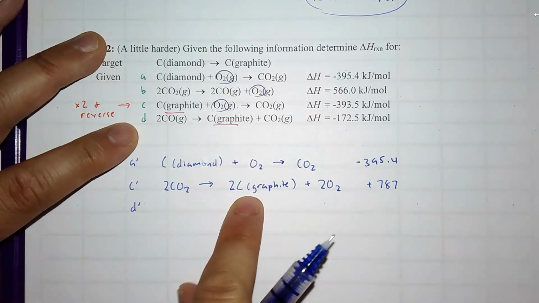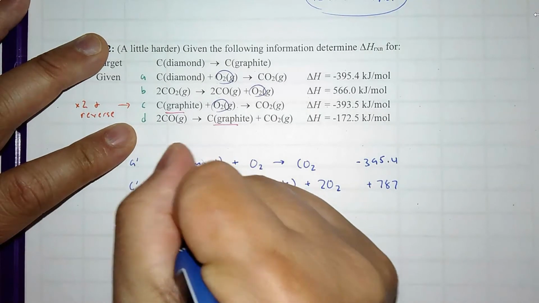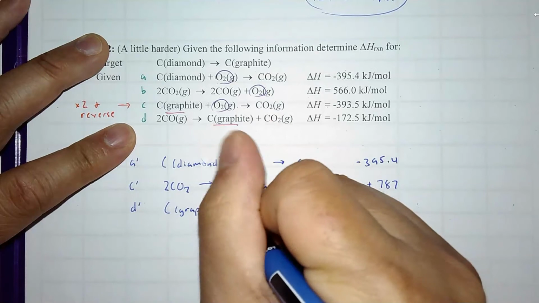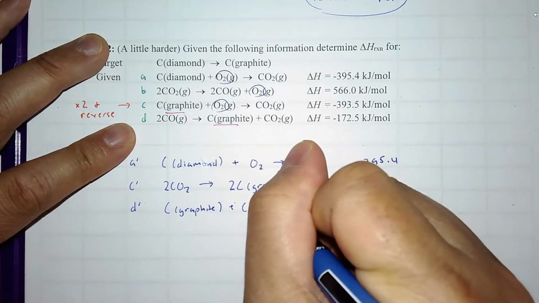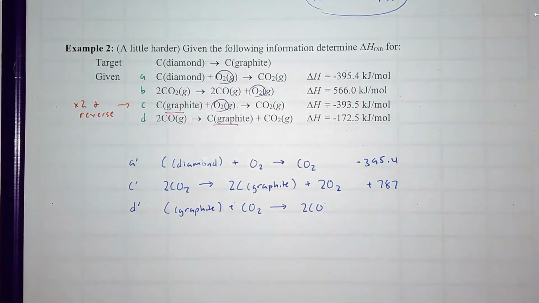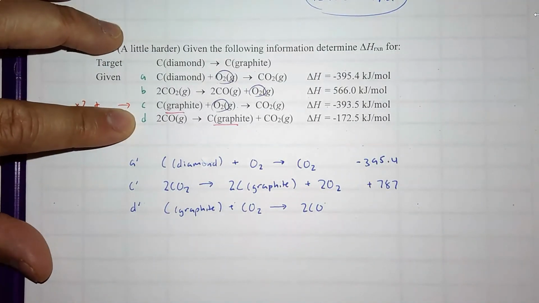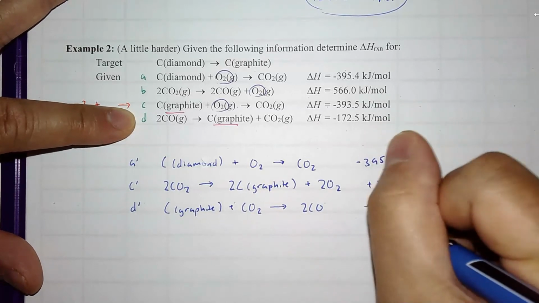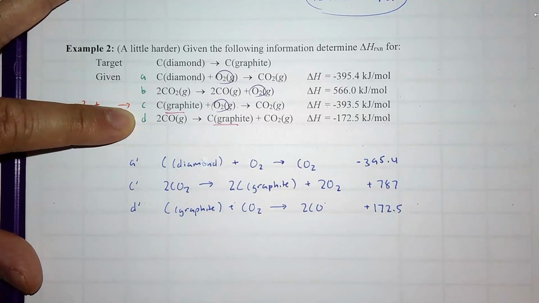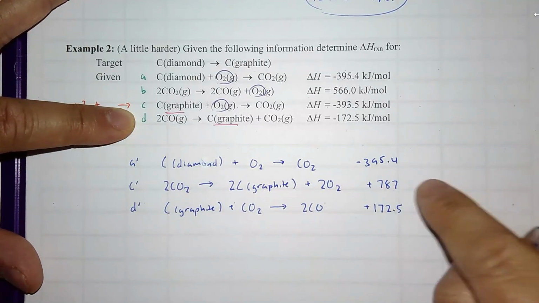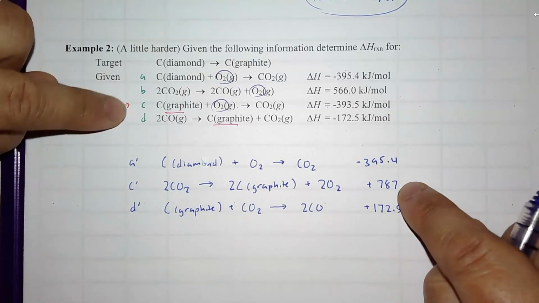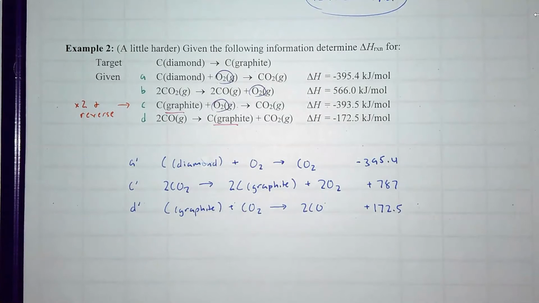Because I want to reduce this to 1 C graphite plus CO2 goes to 2CO. All I did was reverse. I didn't multiply reaction D by any number. 172.5, so positive. Why does this turn out... oh, it turned out to have no decimal because I multiplied by 2. Okay.